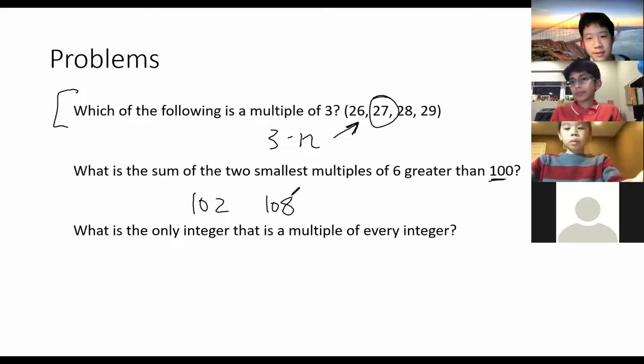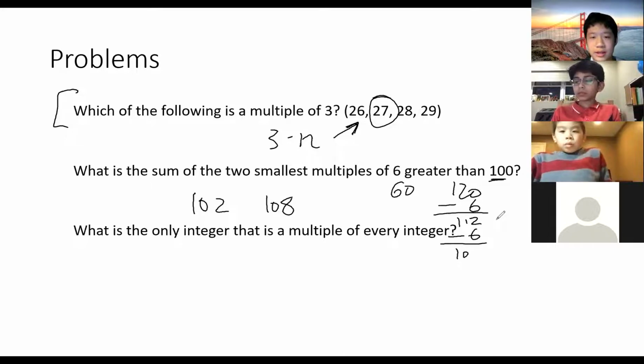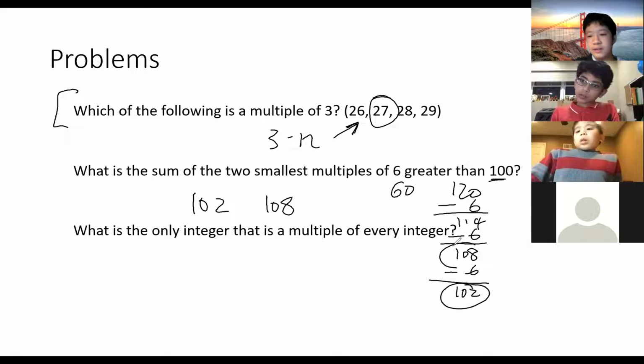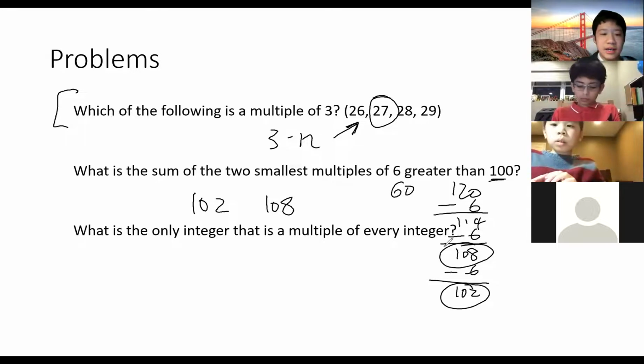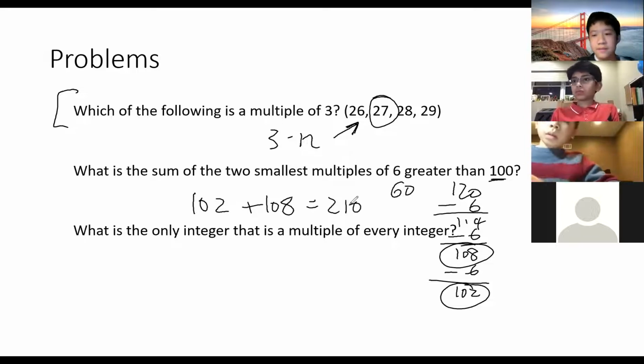But how do we know that? One thing we know is that 60 is a multiple of 6, and also 120. And if we subtract 6 from 120, we keep subtracting 6. Wait a second, I did that one wrong, 114. Keep subtracting 6. We'll see that the smallest two are 102, 108, and our sum is therefore 210.